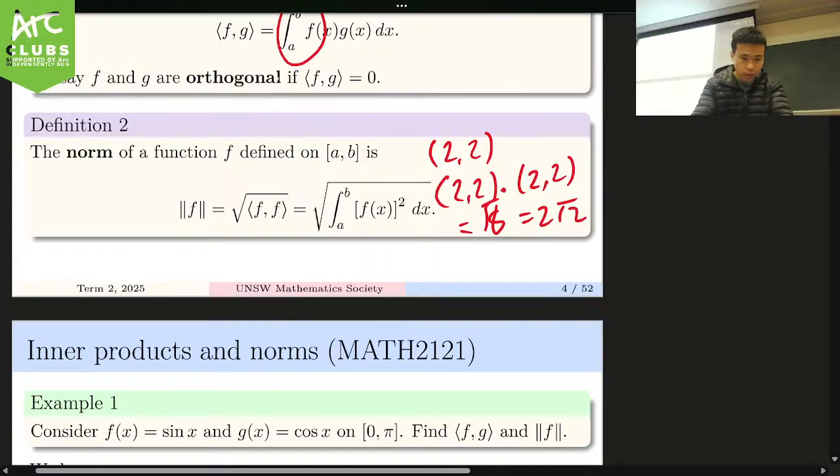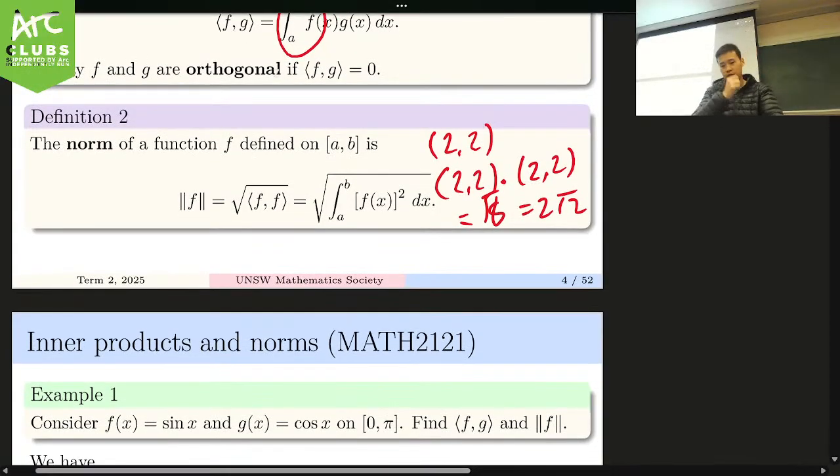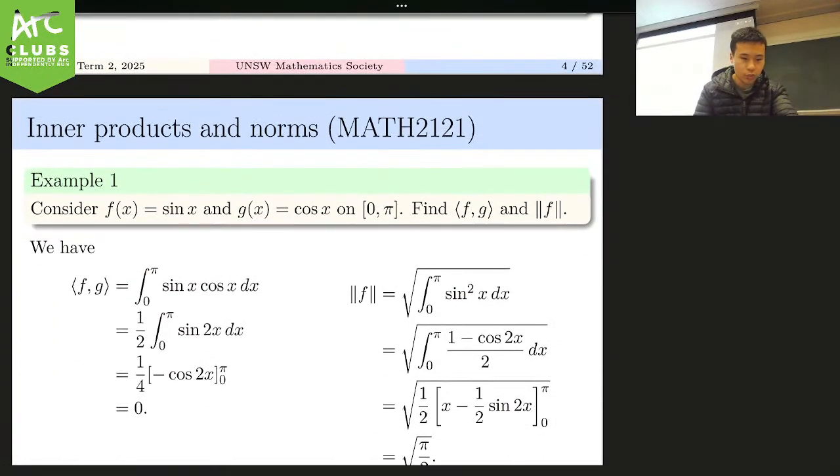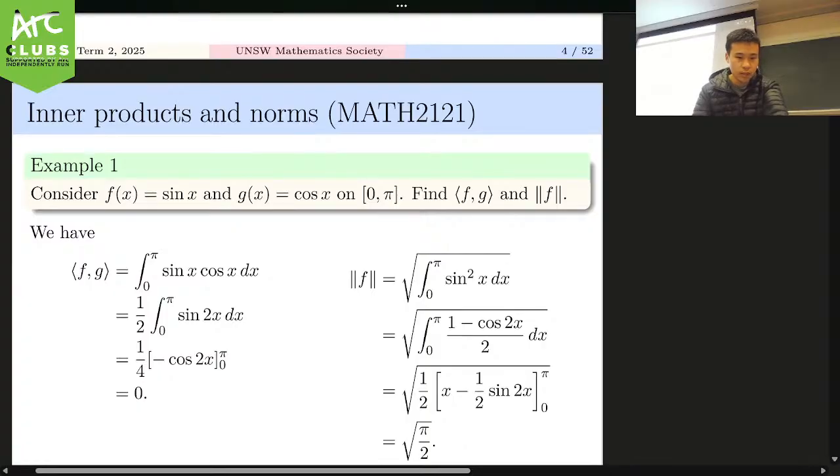So consider these two functions. Find the inner product of f and g, and the norm of f. Here it's pretty self-explanatory. We're just going to use the interval 0 to pi. The inner product of f and g is the integral from 0 to pi of the product of the two functions, sin x and cos x. So it reduces down to a simple integral. We can take out a factor and have sin 2x there and just integrate. It's kind of easy. So the inner product of f and g is equal to 0.